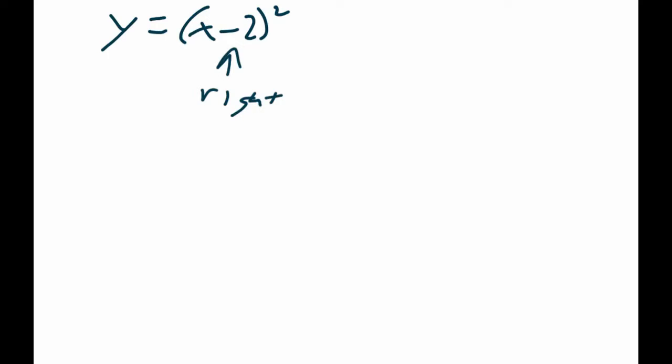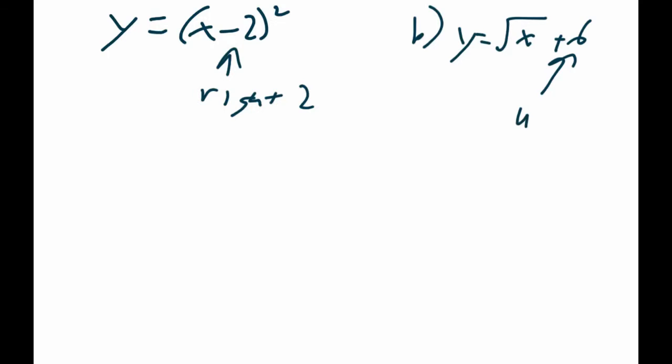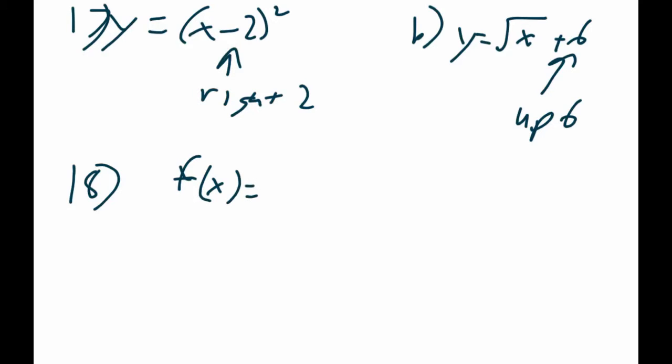When we're looking for transformations, if I have y equals x minus 2 squared, the negative 2 inside the parentheses means we are going to go to the right by 2. And in 17b, if we have y equals the square root of x plus 6, the plus 6 on the outside means to go up 6. So that was 17.